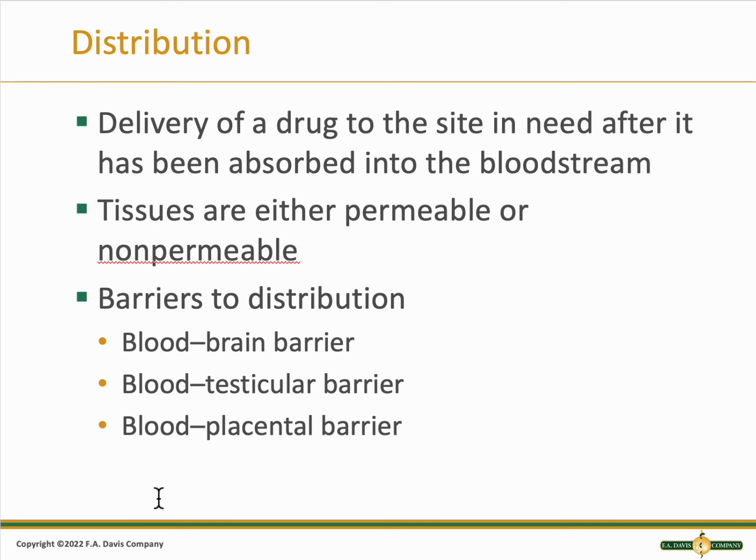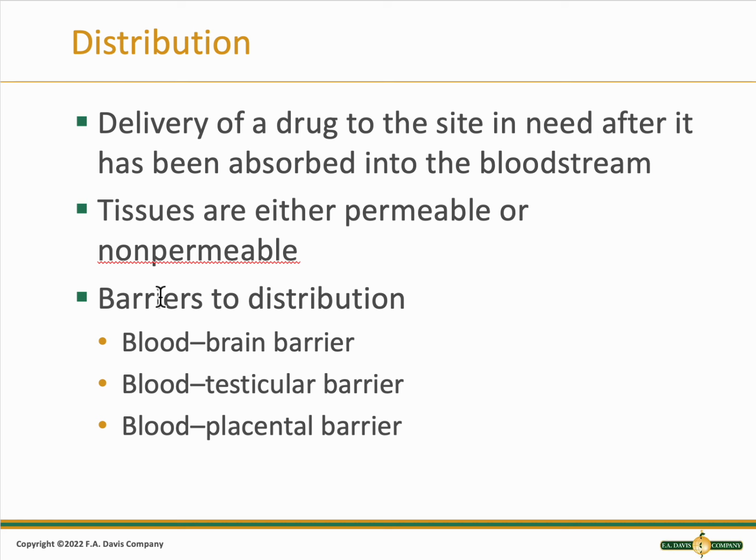We're going to skip that. I'm sorry. Distribution is the delivery of a drug to the site in need after it has been absorbed into the bloodstream. Tissues are either permeable or non-permeable. Some drugs just can't get through to different tissues. They can only get through to some parts of the body, and that's okay, but we have to take that into account when we give the drug out.